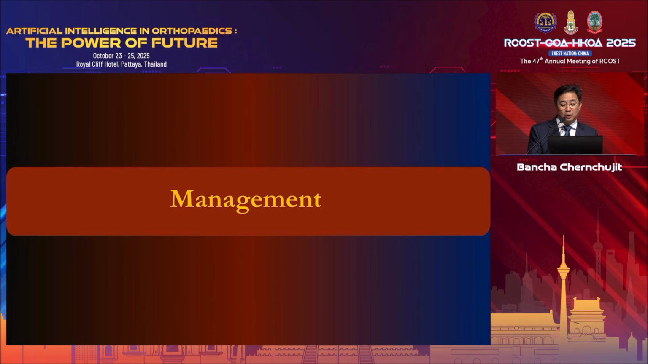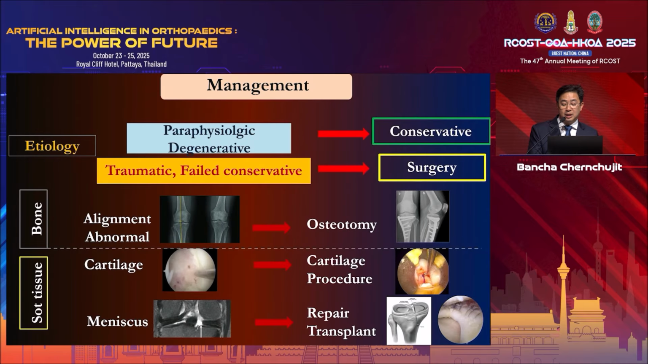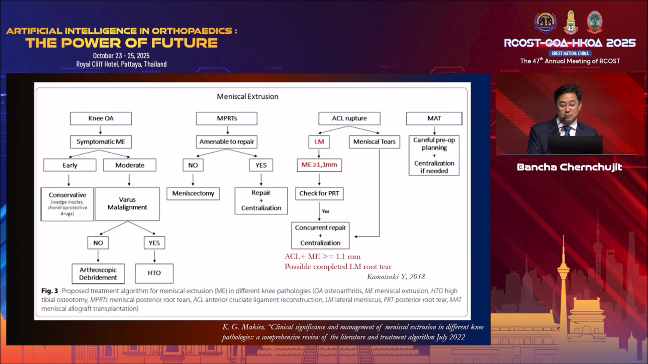Okay, look at the management. Management depends on many factors such as etiology, alignment, cartilage lesion, meniscus lesion, extrusion, and reducibility. We always start conservative first in degenerative and paraphysiologic cases. The indications for surgery are failed conservative treatment or traumatic extrusion. Bone correction is always first, okay? Cartilage procedure if needed, meniscus repair in traumatic cases, and transplantation if you have no meniscus.